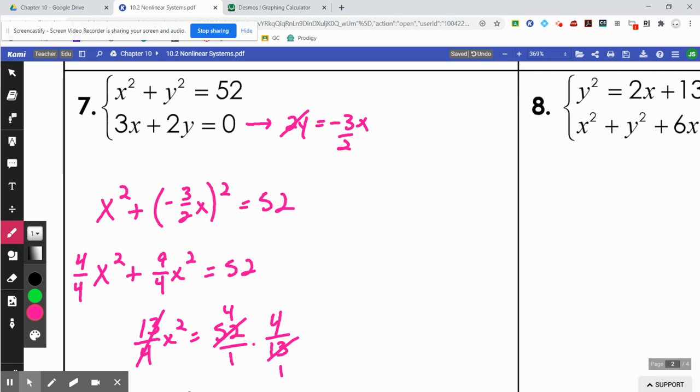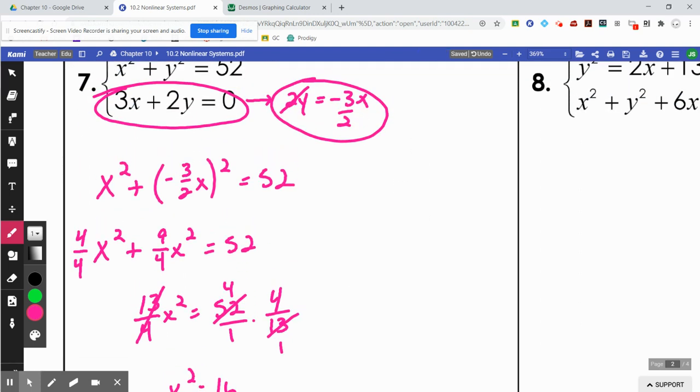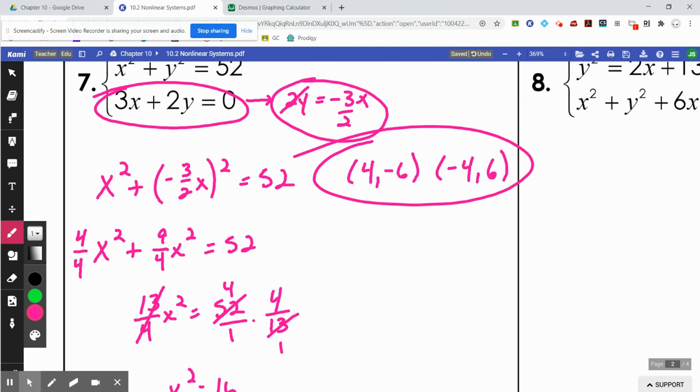Again, you can plug it into either place, but the second equation is going to be so much easier, either one of these. So when x is 4, plug it in. That's going to be -3/2 times 4, which is -6. When x is -4, that's going to be a +6. So there's your 2 points of intersection.